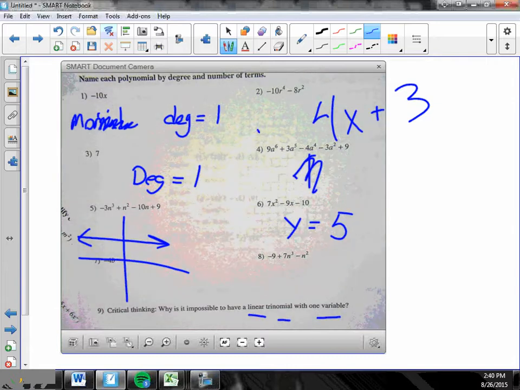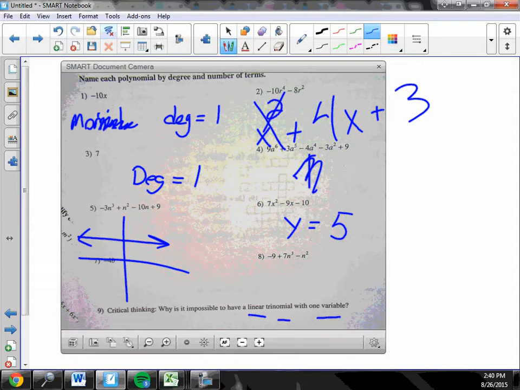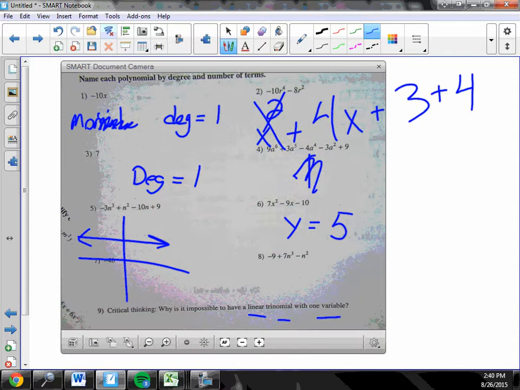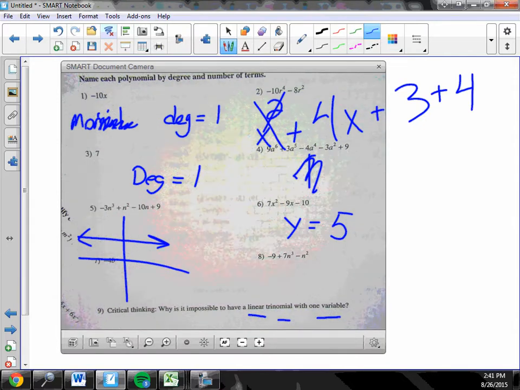So what if I put x squared? Is that okay? It's no longer linear, right? So that can't happen. Well, what if I wrote plus 4? Now it's a trinomial. And that's the key.